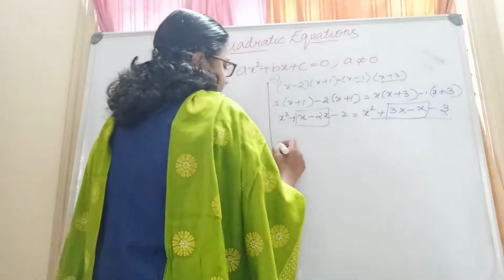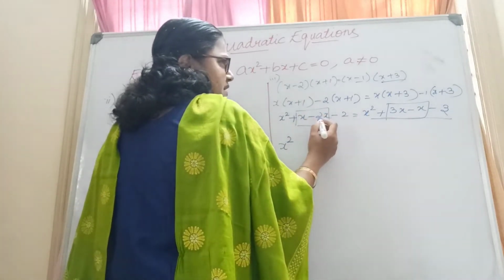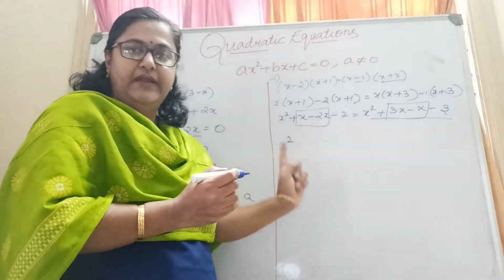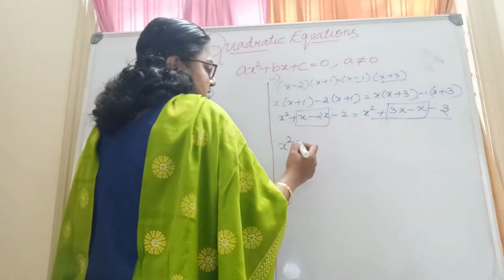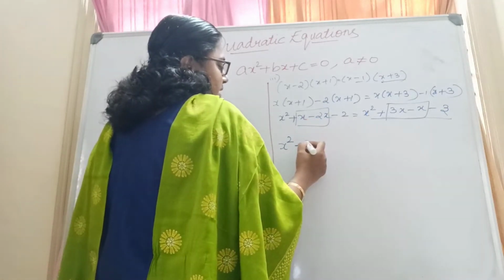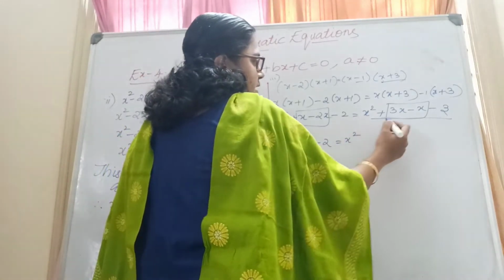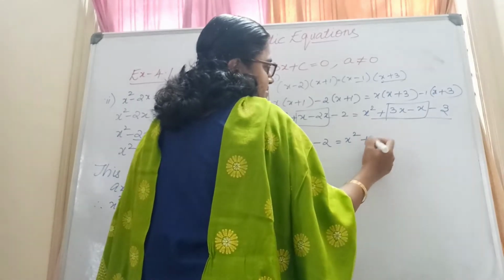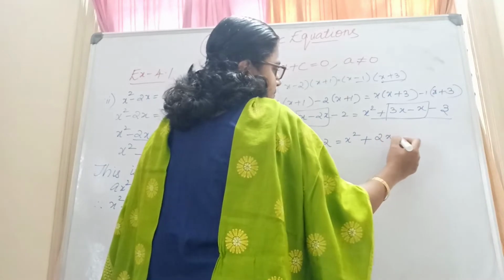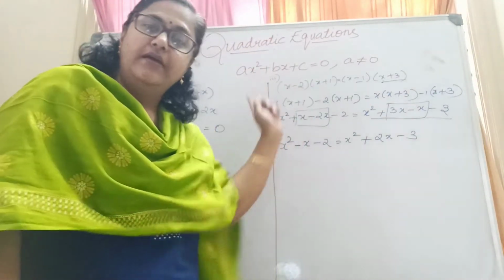Okay. So, x² + x − 2x. One is positive, the other one is negative. So, what should you do? You should subtract and take the sign of the greater number. So, here greater number is minus 2x. So, 1 minus 2 is minus 1. So, −x − 2 is equal to x². Here also one is positive, one is negative. The greater number's sign is plus. So, 3 minus 1 is 2. 2x − 3. Now I'll bring all these onto the LHS.